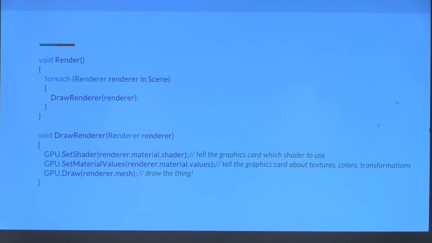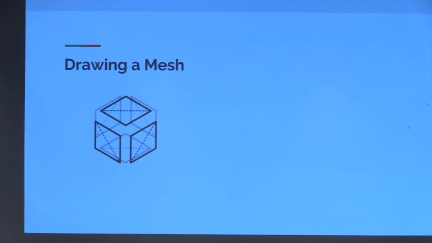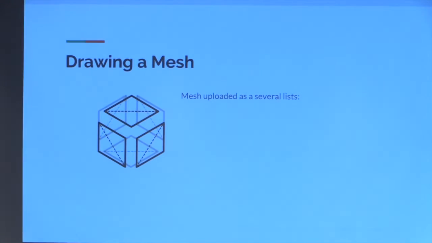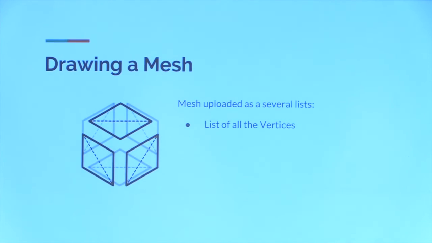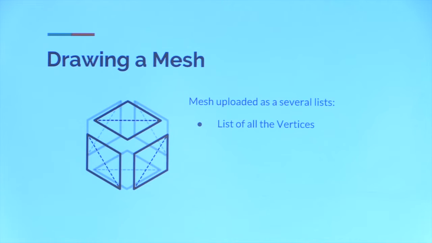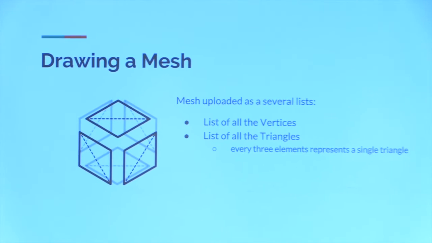So let's break into that last point there, drawing the renderer. And what does it mean to draw a mesh? What does it mean to have a mesh on our graphics card? Well, a mesh is uploaded as several lists. You've got a list of all the vertices. These are individual 3D positions relative to the space of that object. And then you've got a list of all the triangles, which is just indices into that previous list.